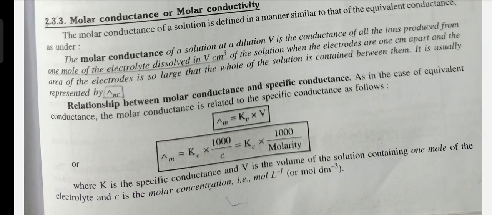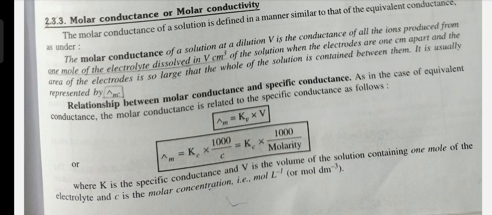Molar conductance or molar conductivity. The molar conductance of a solution is defined in a manner similar to that of the equivalent conductance, as under. The molar conductance of a solution at a dilution V is the conductance of all the ions produced from 1 mole of the electrolyte dissolved in V centimeter cube of the solution, when the electrodes are 1 centimeter apart and the area of the electrodes is so large that the whole of the solution is contained between them. It is usually represented by lambda m.